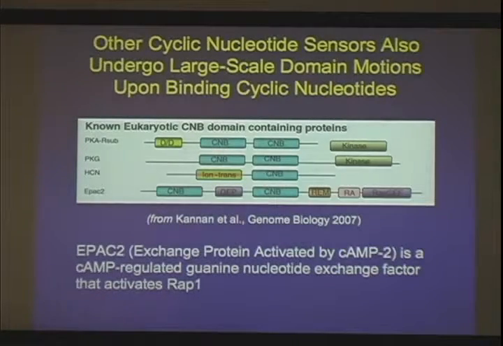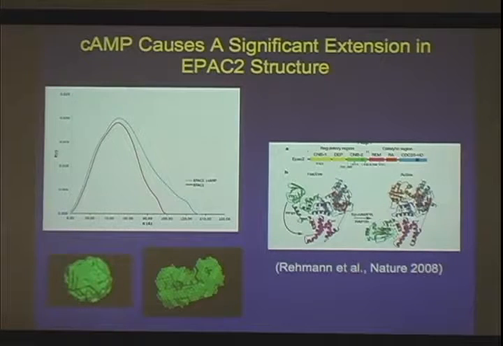Okay, I'm going to jump ahead. We've been looking at another protein called EPAC2, which is another cyclic nucleotide binding domain containing protein that functions as a guanine nucleotide exchange factor. The cyclic nucleotide binding domains are in the N-terminus. The catalytic domain is here, and one of the reasons we're interested in this is that it's a single chain molecule and allows us to use another experimental approach to try to analyze the dynamic data.